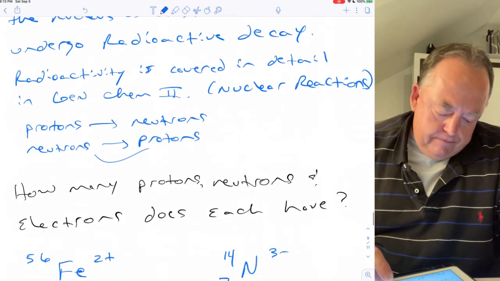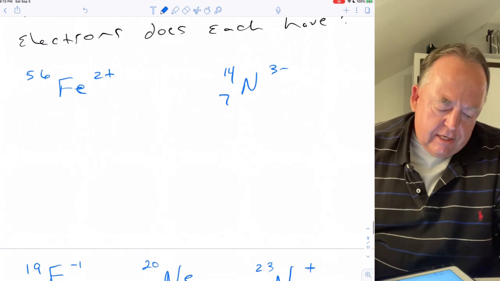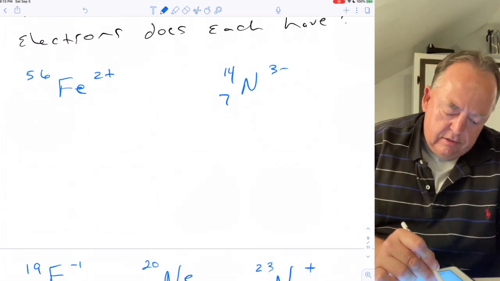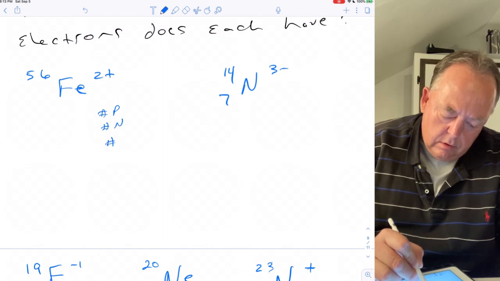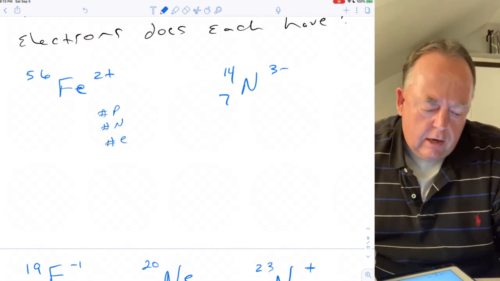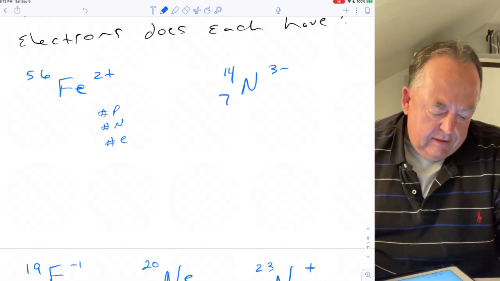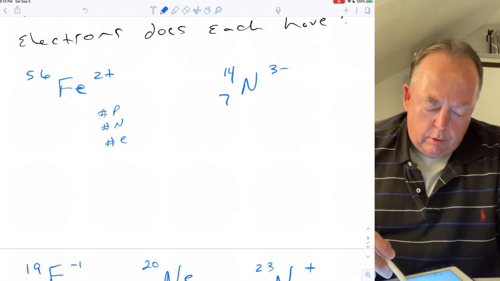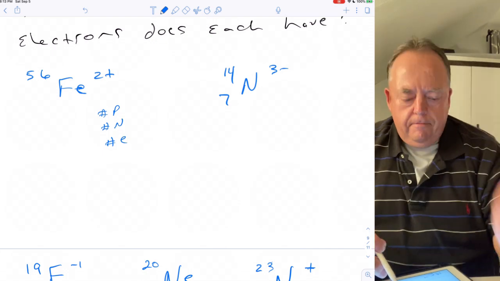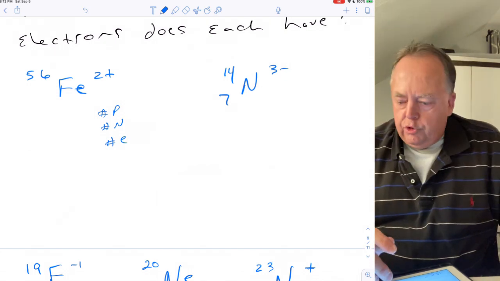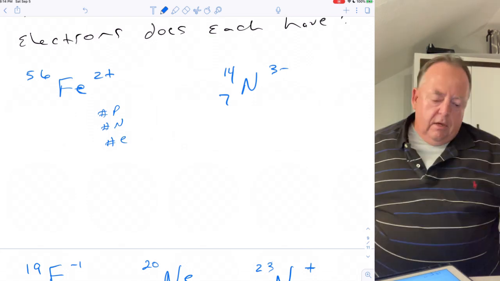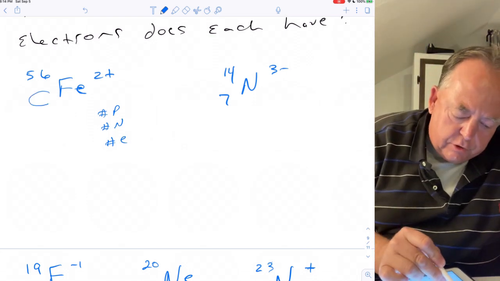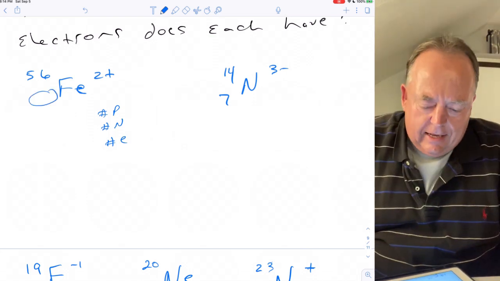Okay. So let's take a few more examples. How many protons, neutrons, and electrons does this have? So iron, Fe, is iron plus 2, has a plus 2 charge. So this is a little trickier, right? Because I didn't give you the subscript. So how do you know how many protons it has?